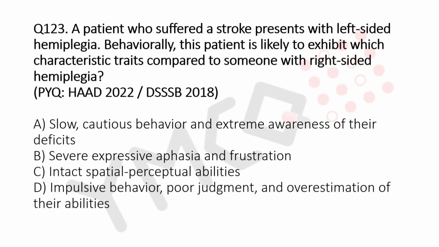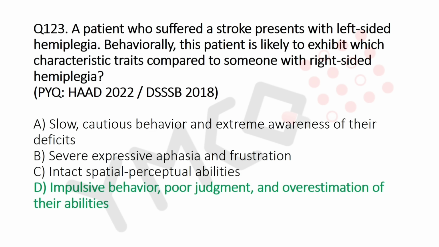And the answer is option D, impulsive behavior, poor judgment and overestimation of their ability. A patient with left-sided weakness has damage to the right brain. The right brain controls spatial awareness and judgment. These patients are often impulsive, unaware of their deficit, and a huge fall risk because they think they can walk when they can't.